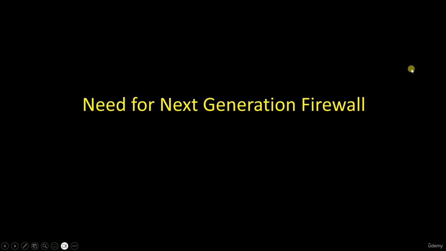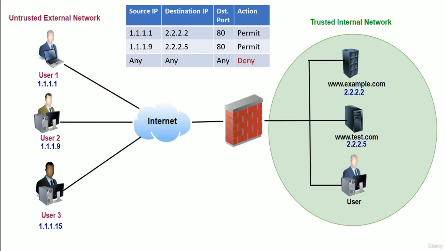In order to understand the need for the next generation firewall, we should know about the working and the limitations of the legacy network firewall. All right. So I have just taken the same topology that we have discussed in the previous video. We have two sets of networks. One is the trusted internal network and the other one is the untrusted external network.